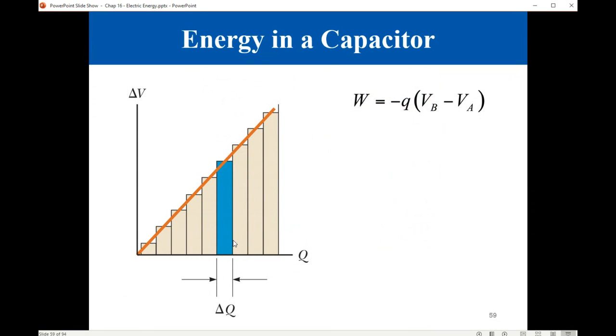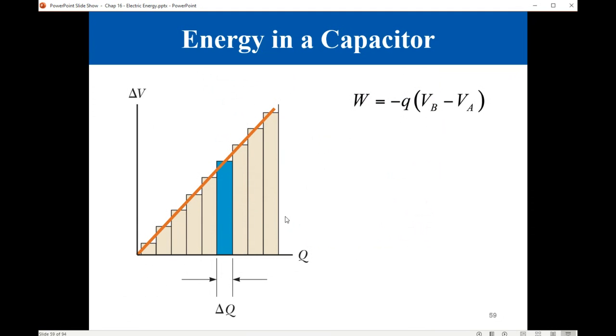To calculate the energy in a capacitor, we can calculate that from the work equation. Work equals minus Q (VB minus VA). We know the relationship between V and Q. It's a linear relationship for capacitors, so you have this linear graph. Now we need to calculate the areas here, delta V, delta Q. This would be the work needed for this segment. You add the work done for this segment, the work done for this segment, and so on and so forth.